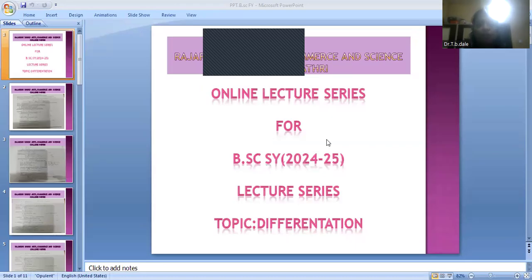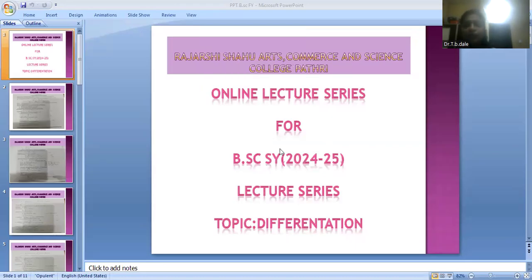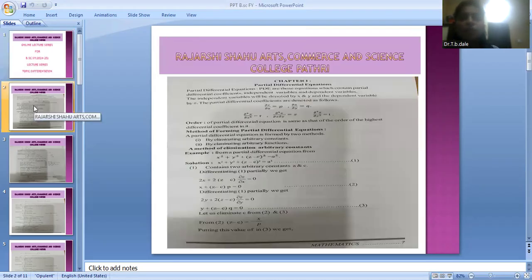In the online lecture series for the B.Sc second year, we have to see the topic of partial differentiation. In the first slide, we have to see the definition of a partial differential equation. Partial differential equations are those equations which contain partial differential coefficients, independent variables and dependent variables.